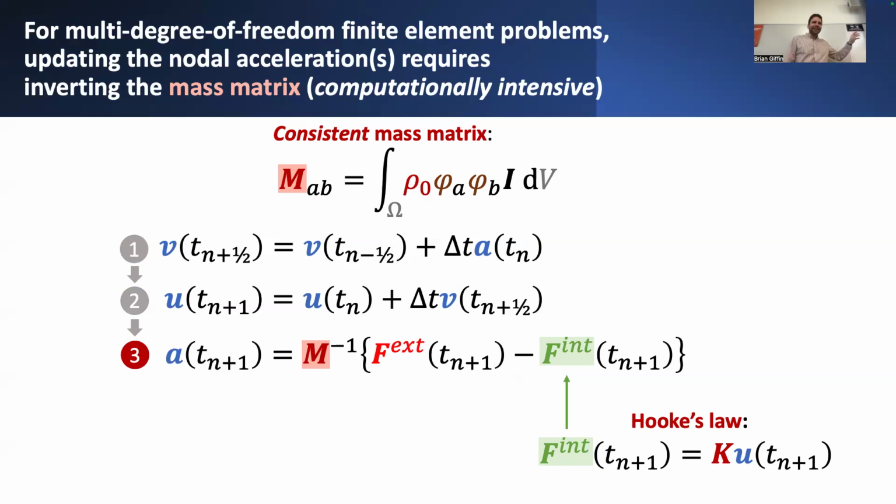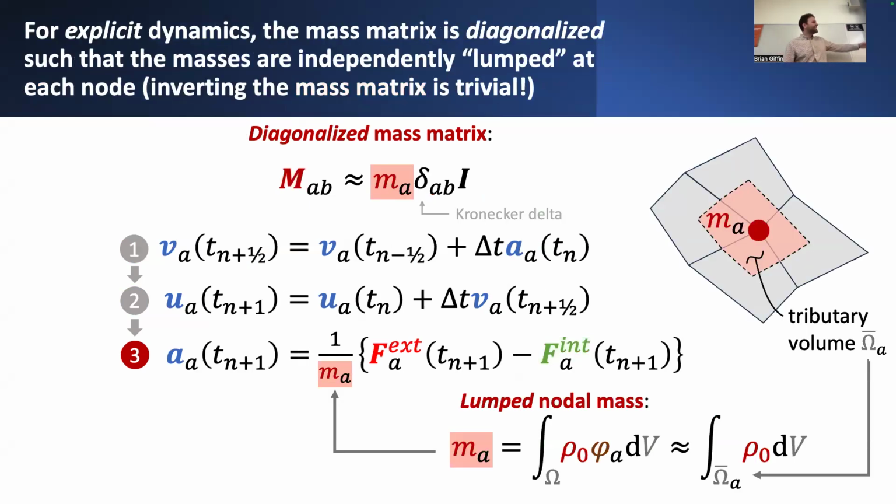But it turns out, in most explicit dynamics calculations, at least for solid mechanics types of problems, we take a little bit of a shortcut. We cheat a little bit, and we say, let's not actually use this consistent mass matrix. Let's use a diagonalized or lumped mass matrix. It's a slight modification that says, let's not assemble the mass matrix in the way that I just described. Let's just assume that each node has its own independent mass, and it doesn't necessarily interact with the adjacent nodes.